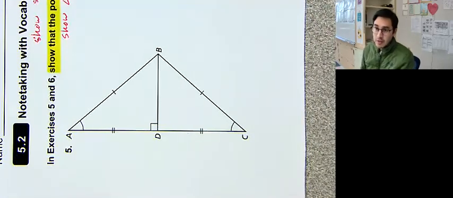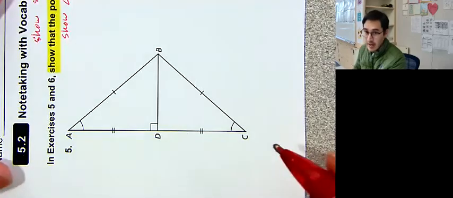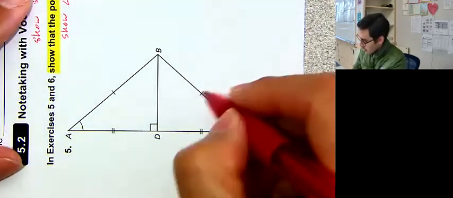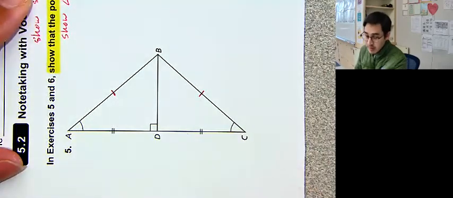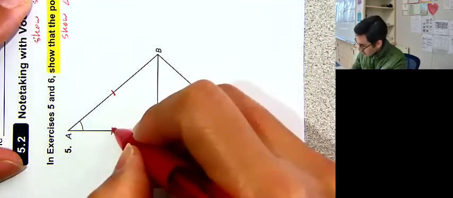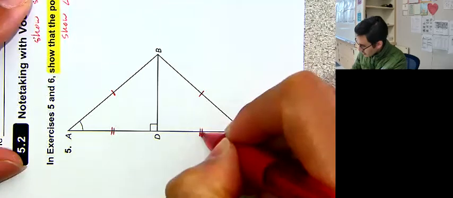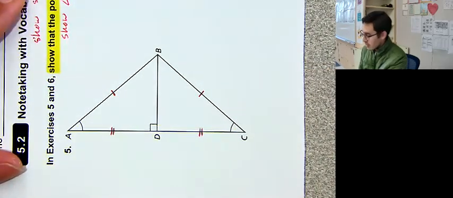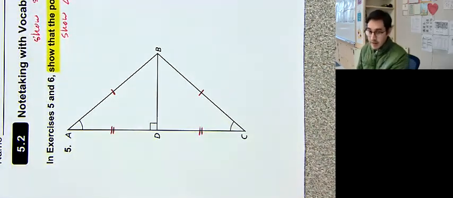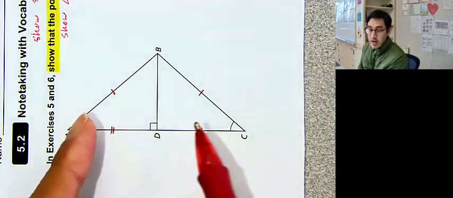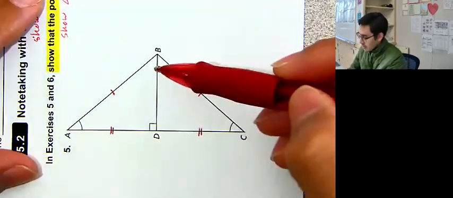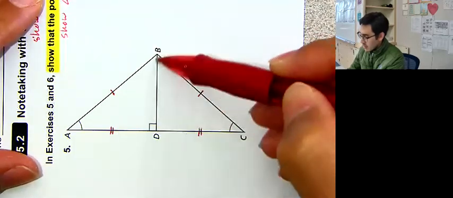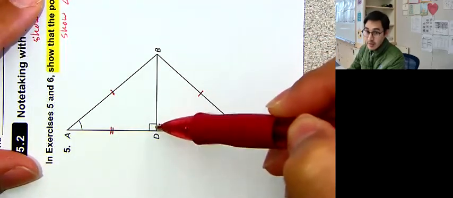So I first have to show that all the sides are congruent, and I already know that a couple sides are congruent. This side and this side are congruent because they have the same tick mark. The two sides on the bottom are congruent because they have the same tick mark. Now, what about the third side? These two triangles are actually drawn in such a way that they touch, or in other words, their third side is the same.